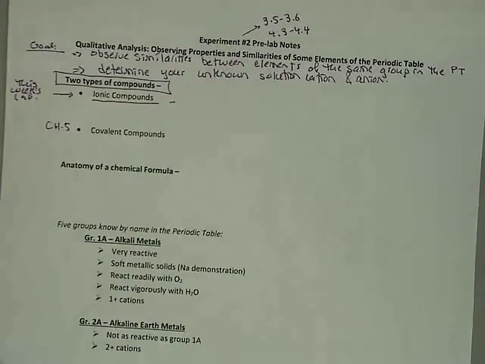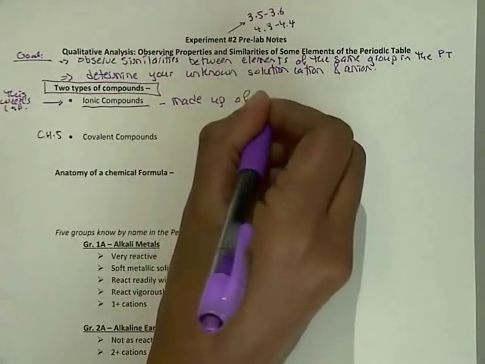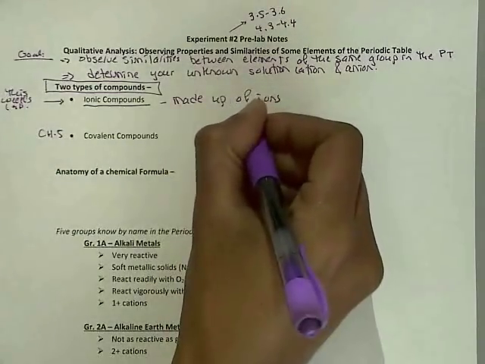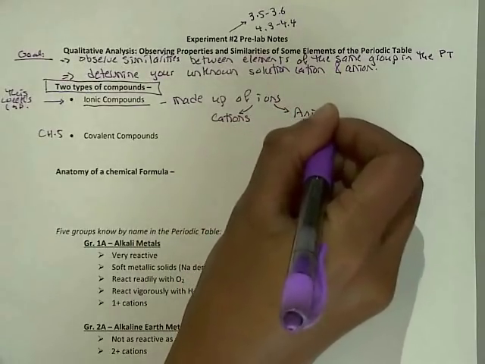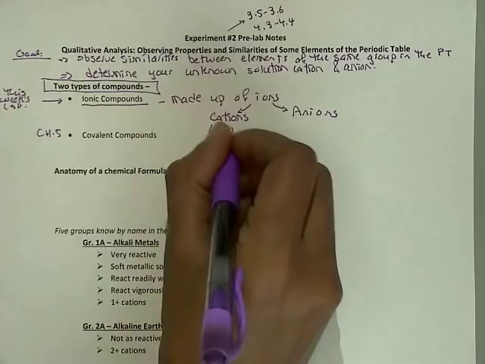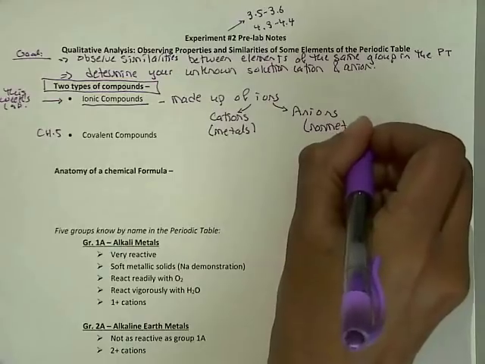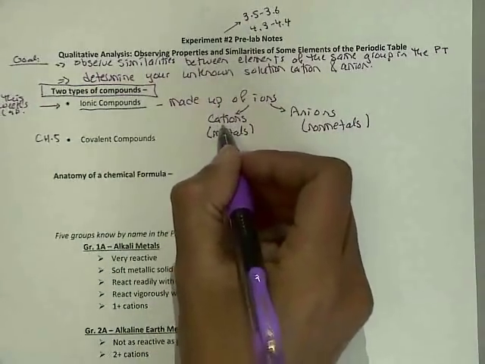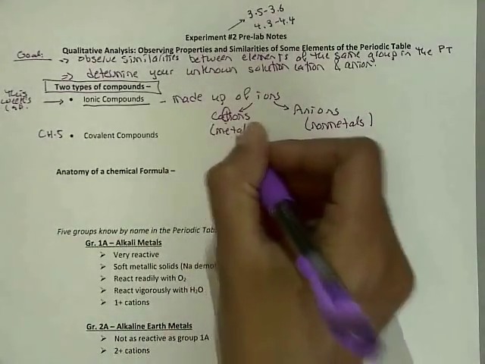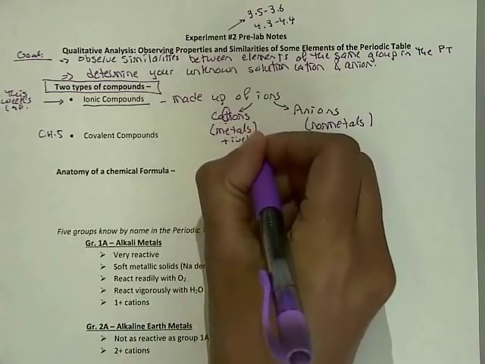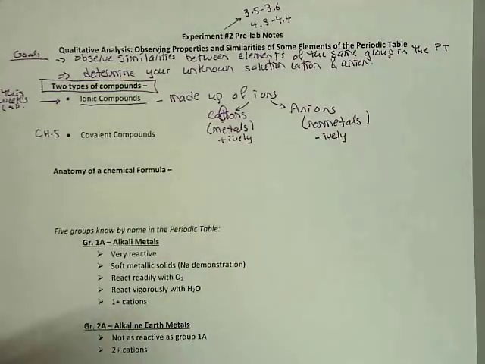Ionic compounds, as the name says, are made up of ions. And we have two forms of ions. Ions can either be cations or anions. Cations are always metals, and anions are always non-metals. If you take a look at the word cation, you'll notice that this t resembles a plus sign. So all metals are positively charged species, whereas all anions, all nonmetals, are negatively charged species.